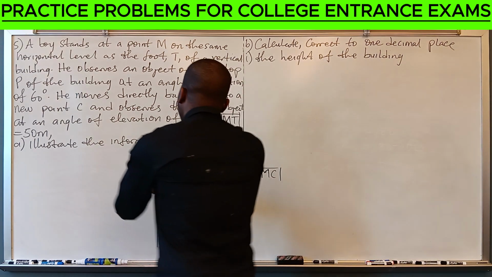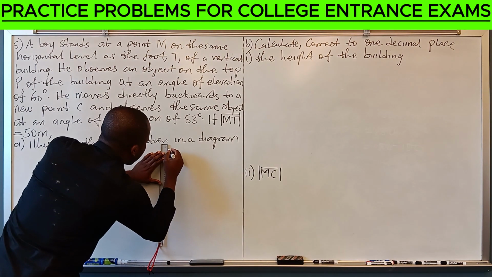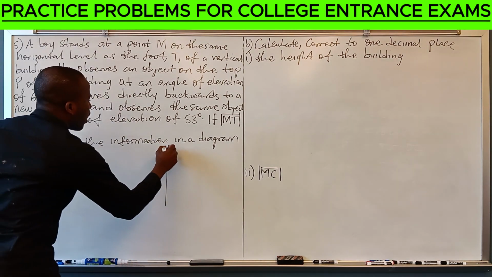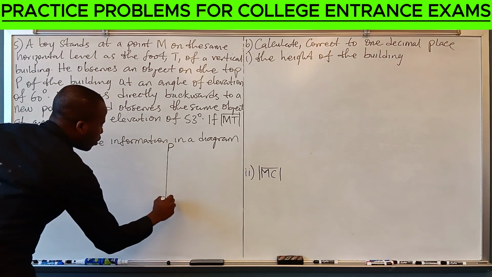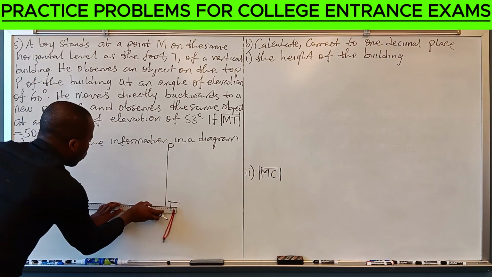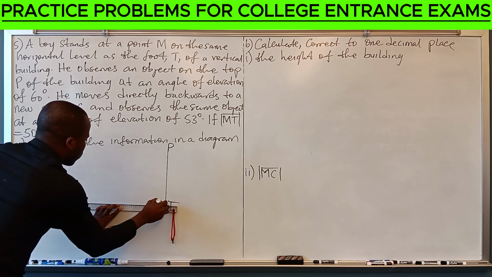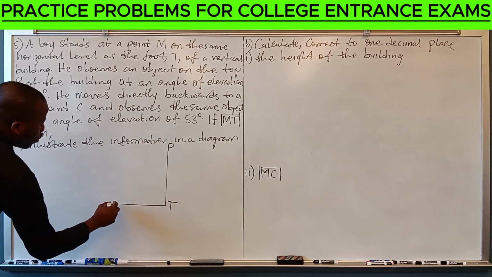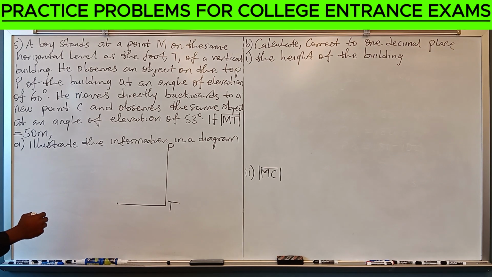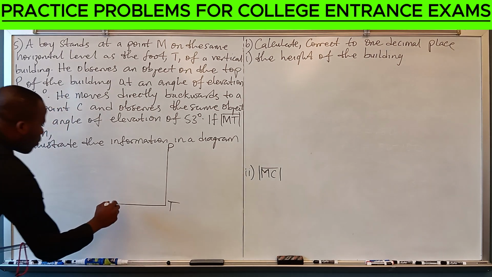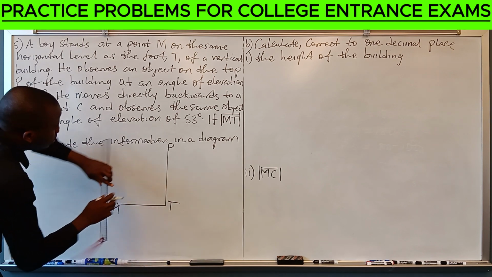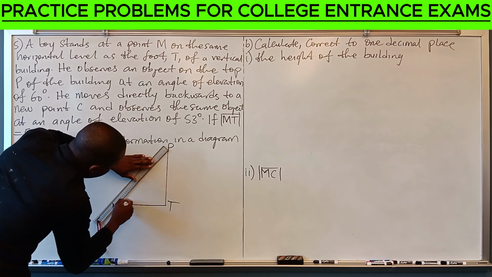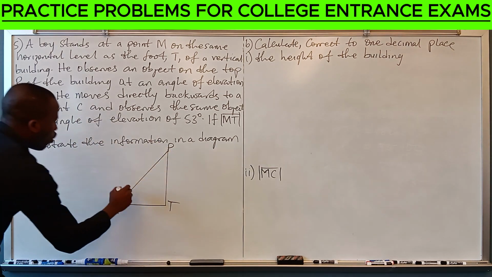So let's draw the vertical building this way. And what he observed is P at the top and T at the foot. The boy stands in the same horizontal level. So if we call this boy's position M, so he observes at an angle of elevation of 60 degrees.